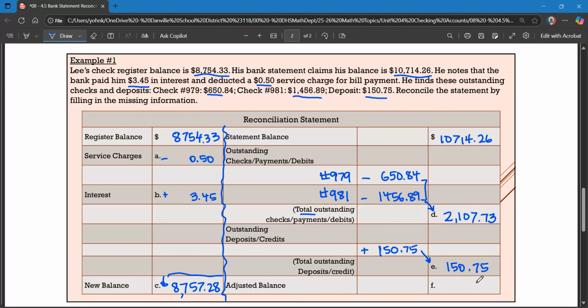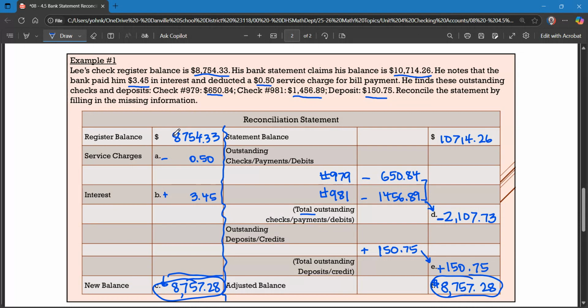$150.75. Now to find my answer down here for F, which is adjusted balance, remember I'm subtracting checks and I'm adding deposits. So if I take $10,714.26, subtract the $2,107.73, add the $150.75, I get at the bottom $8,757.28. And wouldn't you know, the new balance and the adjusted balance are the same. So kids, the whole point, the register is what you have in your hand that you're keeping track of all your items that you're spending things on and depositing.